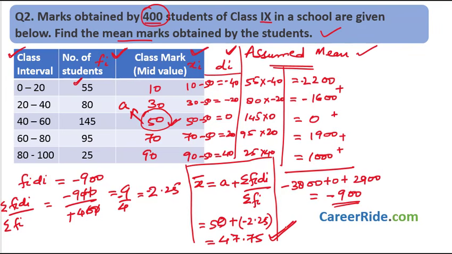Nothing difficult at all here. All that I am trying to do is use the concept of assumed mean and reduce my calculations. I am trying to scale down my calculations, right? Rather than multiplying 55 into 10 or 80 into 30, I am scaling down my calculations so that when I add everything, my values are smaller. When I multiply everything, my values are smaller.